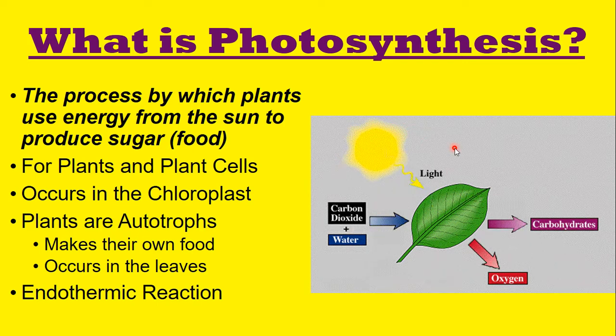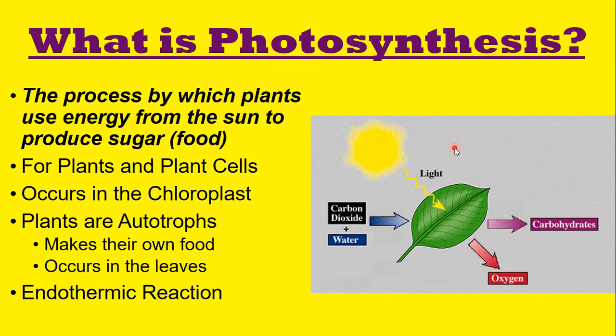Photosynthesis will only occur in plants and plant cells, and it occurs in the chloroplast. We talked about the chloroplast in the cell organelle video as well. Its job is photosynthesis, or to make food. Plants are called autotrophs because they make their own food. Humans do not make our own food in our body. We have to consume food. We're called heterotrophs.